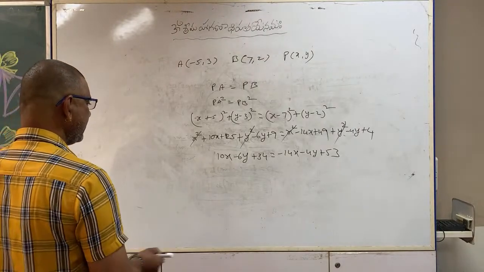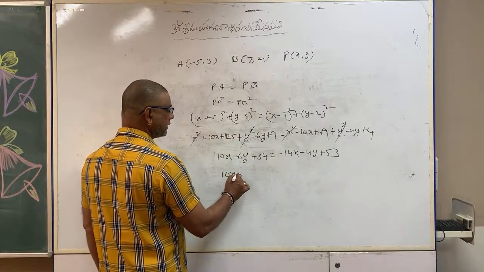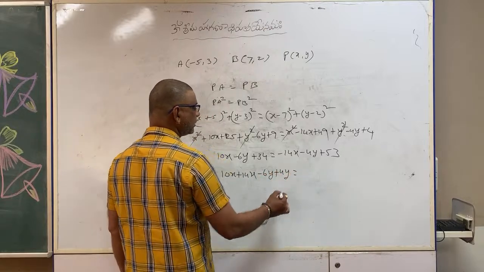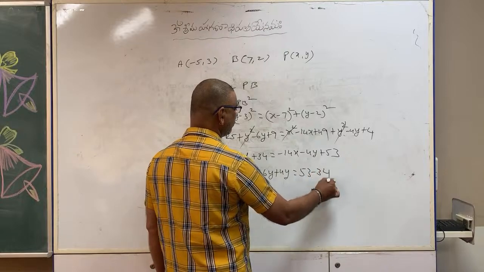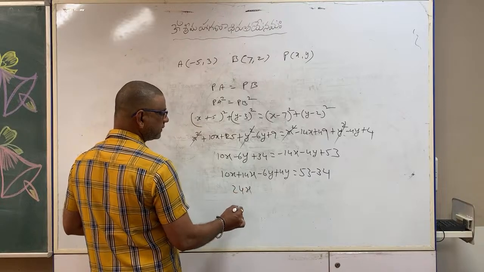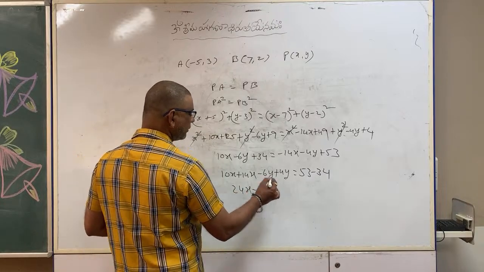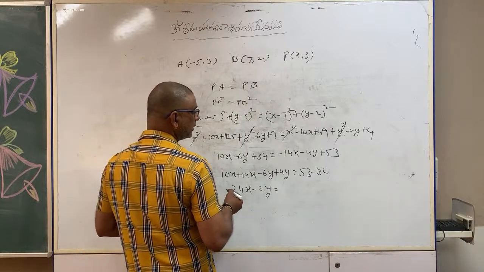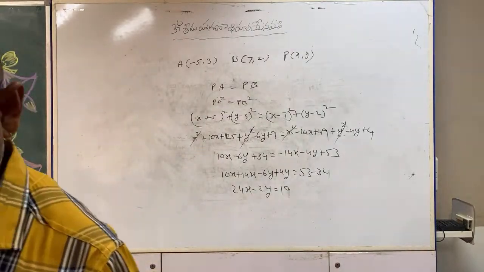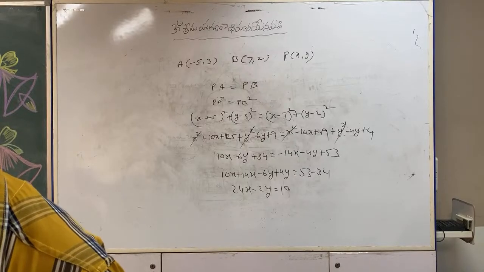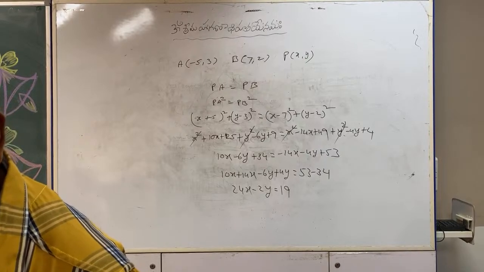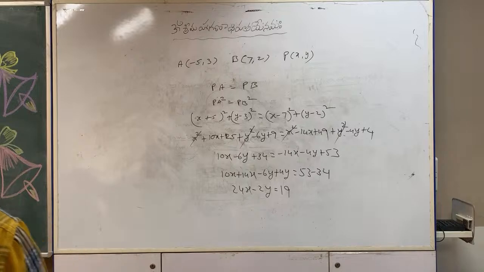Okay, now simplify. 10x plus 14x minus 6y plus 4y is equal to 53 minus 34. This is 24x minus 2y is equal to 19. So the relation, or the equation that you can observe is this. Okay na?